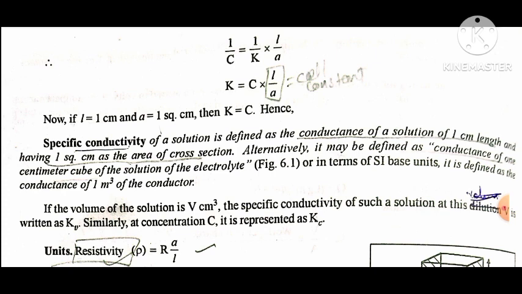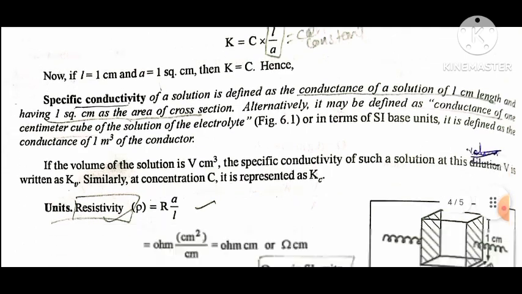Alternatively, it may be defined as the conductance of 1 centimeter cube of the solution of electrolyte, or in terms of SI base units, it is defined as the conductance of 1 meter cube of the solution. If V is the volume in centimeter cube, the specific conductivity of such a solution at this volume, or dilution V, is written as kappa V. Similarly, at a concentration C, it is represented as kappa C.